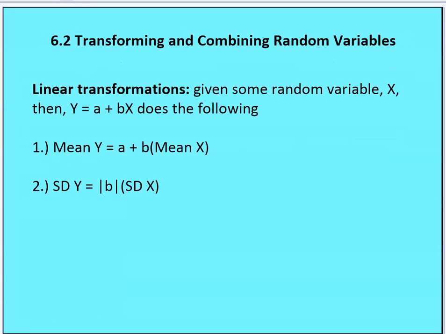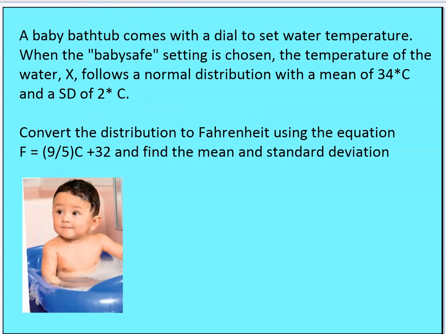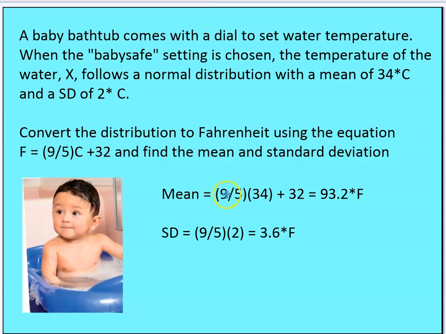So going back, we see the mean of y is equal to a plus b times the mean of x. So we're adding that constant value in here. Standard deviation, we're just multiplying by the absolute value of b. All right, so we get mean is equal to 9/5 times 34 plus 32. Standard deviation is 9/5 times 2, or 3.6. Okay.